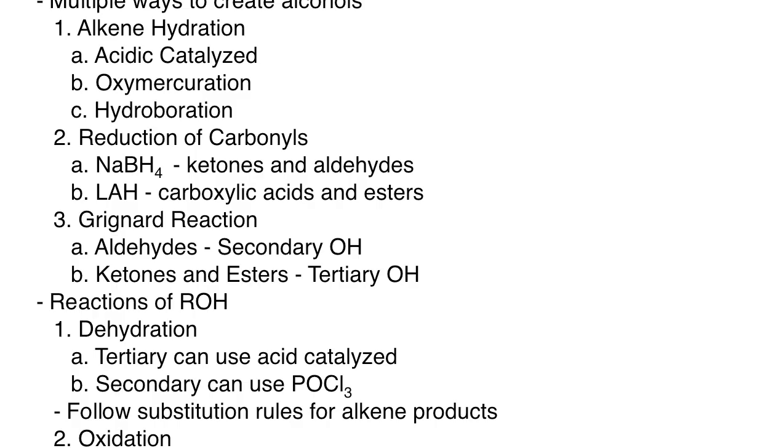If you need something stronger, you can use lithium aluminum hydride. Lithium aluminum hydride is primarily used on carboxylic acids and esters. Because of their higher oxidized state, they need a more powerful reducing agent. However, you could still use lithium aluminum hydride on ketones and aldehydes, and it would work perfectly well.